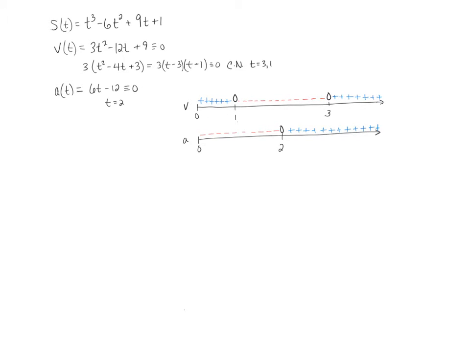What we now get from this information is, for example, our velocity function. Where velocity is positive, our object's moving to the right. Velocity is negative, it's moving to the left. Velocity is positive, it's moving back to the right. So this thing is going to start out and move to the right, stop, turn around, move to the left, and at t equals 3, it's going to stop and turn around and move back to the right.